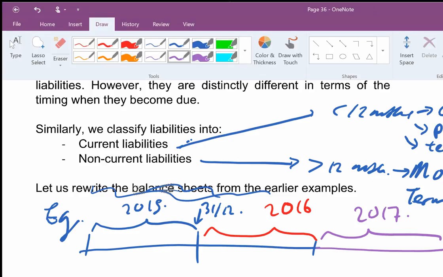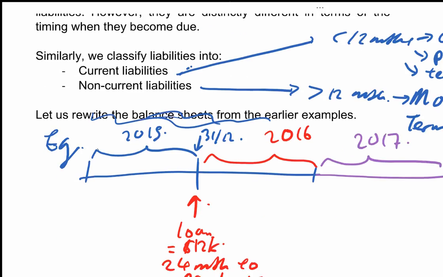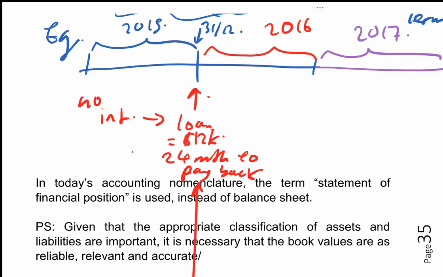Okay. Let me ask you this. Let's say on 31st December, you have a loan for 12,000. And you have 24 months to pay back. Okay? No interest. Okay, question. On this date, in your balance sheet, how much would be your current liability and non-current liability? Should it be in total, non-current liability 24,000? Cannot be. Right, because if you pay every month, then it changes the story a bit.